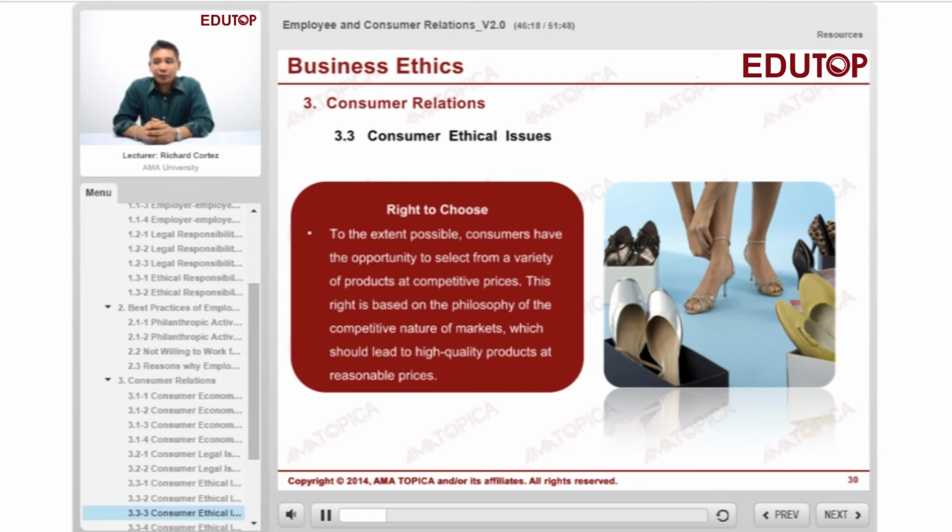Consumer ethical issues: the right to choose. Example, possible consumers have the opportunity to select from a variety of products at a competitive price. It is good that if you are the consumer, you can choose among several alternatives so that you can avail of the best alternative. That is the right to choose.